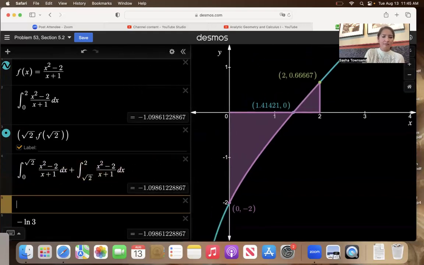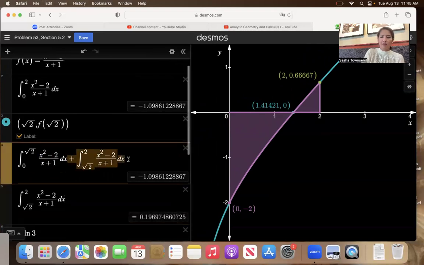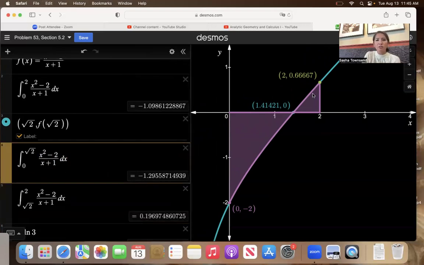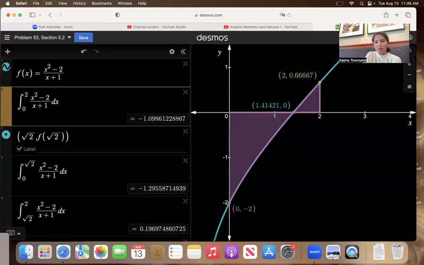Let's look at them separately. This integral from square root of 2 to 2 gives us approximately 0.19697. So that area is about 0.2. And then this area between the x-axis and the function on the interval from x equals 0 to x equals square root of 2 is about 1.3. We take this 0.2 and we subtract the 1.3, and we get about negative 1.1 as our value, or the exact value is negative natural log of 3. So that's visually what's happening.